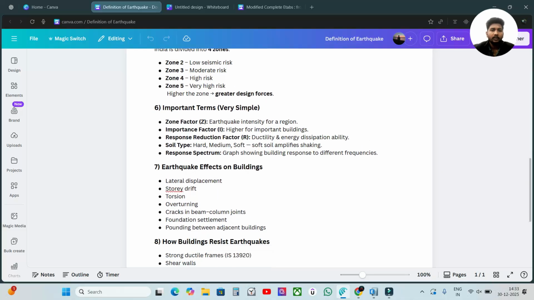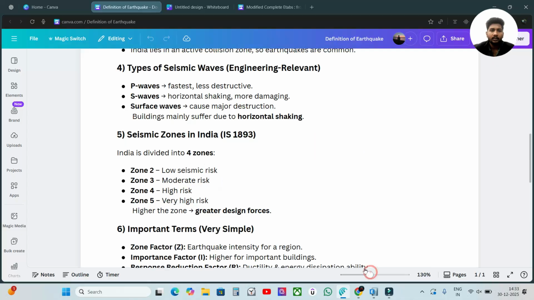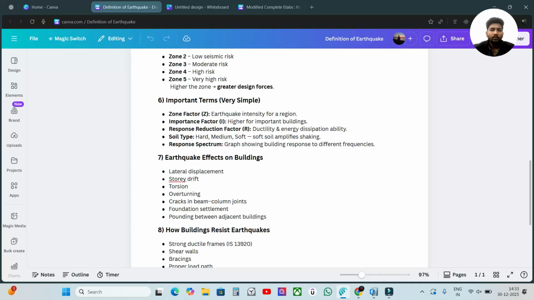Then what are the important terms in this earthquake? The important terms we are going to deal with here are the zone factor, the importance factor, which is denoted by I, the response reduction factor, that is R, the soil type, and then the response spectrum analysis. I will show that all these details are present in the IS code. The values we have to take from the IS code, and I will discuss each and every step in detail.